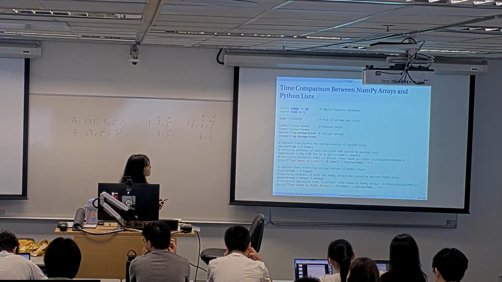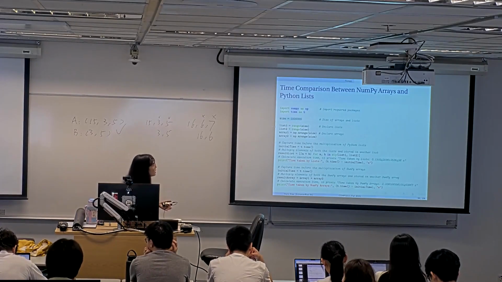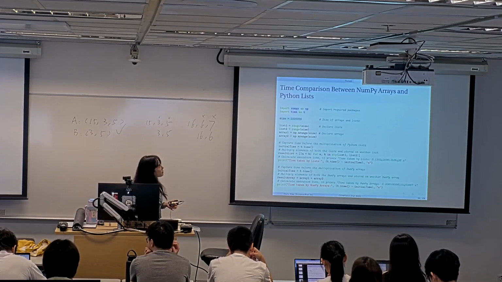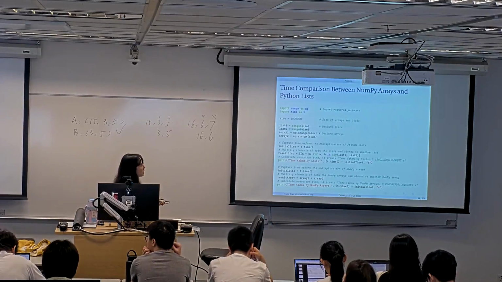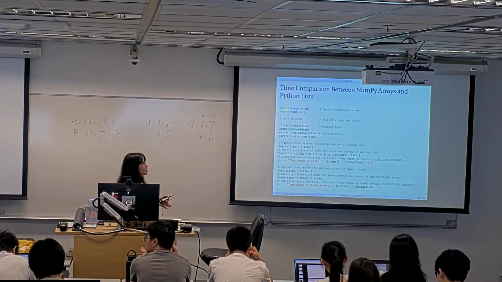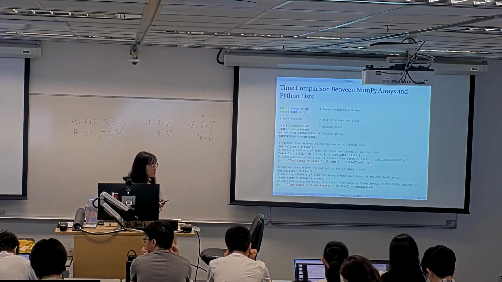Let list1 be range(size). Here size we define here. Size is like 1 million. We want to create a 1 million length list, and list2 is another range(size). Then we declare the arrays. Let array1 be numpy.arange(size), array2 be numpy.arange(size).